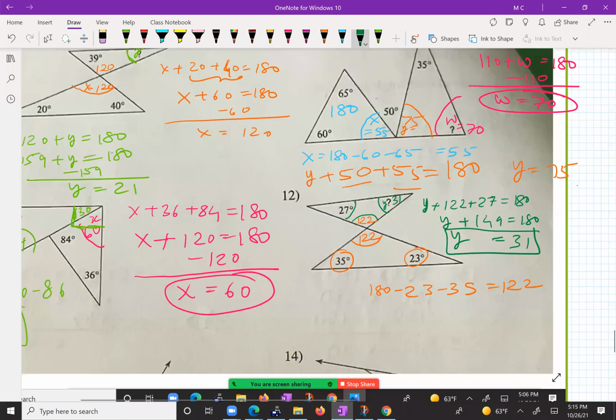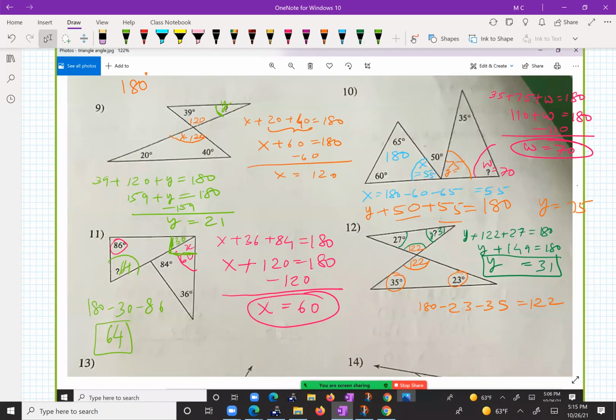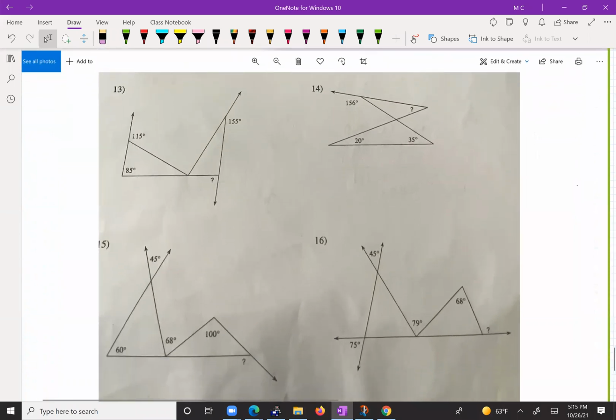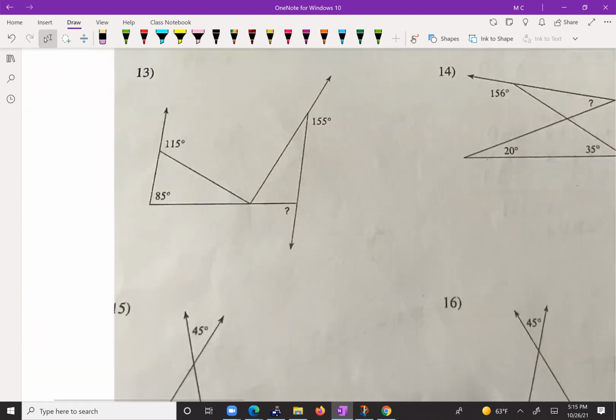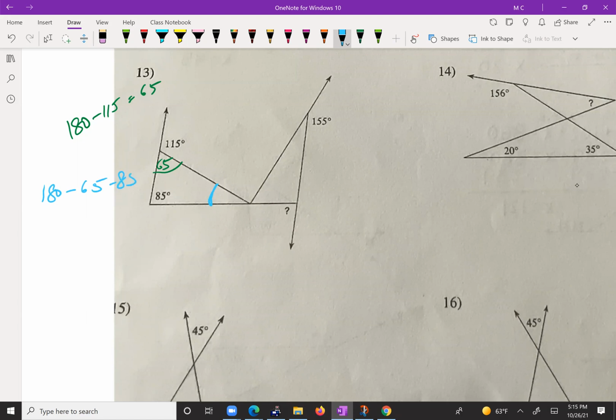Make sense, all four of them? Good workout for angle problems. Okay, number 13. Again, you can easily calculate this angle because you subtract from 180. So just fill up all the easiest things first. So 180 minus 115 is 65. So we know this is 65. Now we can subtract those two and find out this blue angle. So you can say 180 minus 65 minus 85 is 10 degrees. So that angle is just 10 degrees.